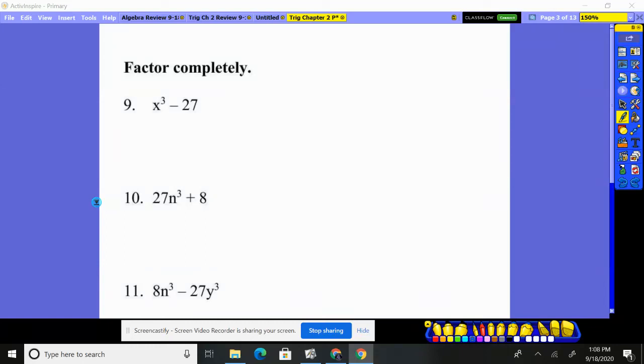Problem 9, x cubed minus 27. Right away I realized, hey, this is a SOPHS problem. They're both perfect cubes. So to do that, we end up taking the cube root of each piece. The cube root of x cubed is an x. What multiplied by itself 3 times gives you 27? A 3.